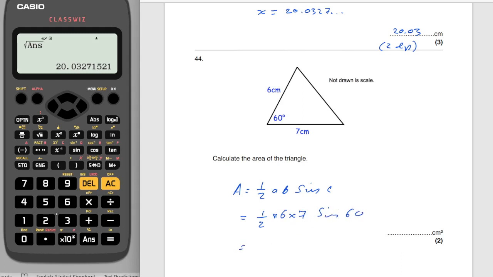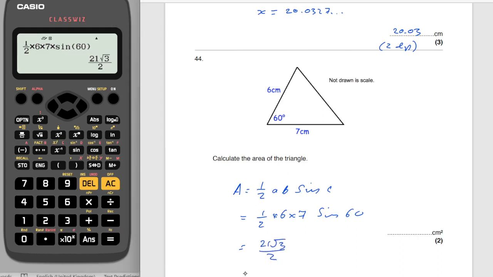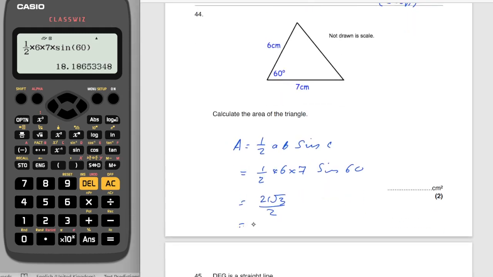So let's type that all into our calculator. So 1/2 times by 6 times by 7 times by sine of the angle gives me my area as 21 root 3 over 2. So as a decimal though, that's going to be 18.186533... So I'm going to give it to 2 decimal places again, so 18.19 to 2 decimal places.